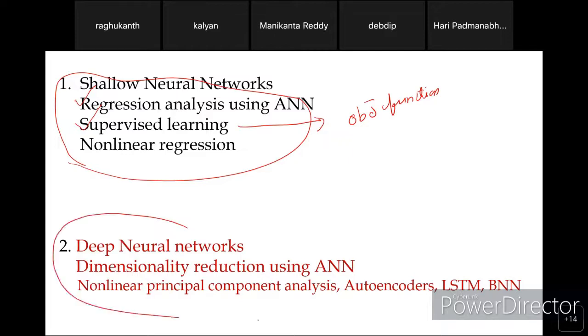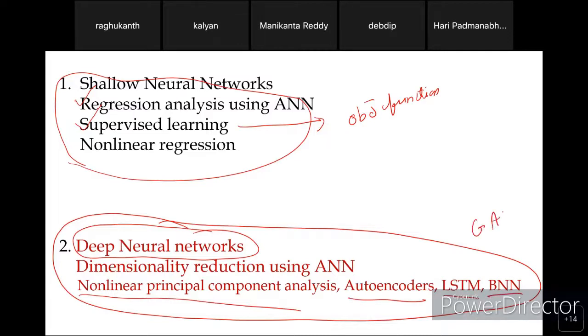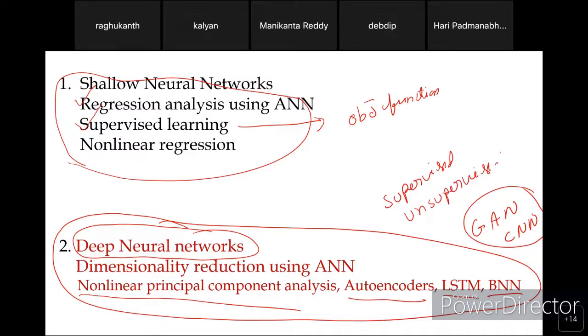So now let us see the second portion, which is much more advanced. Nowadays people are using this in research right now. That is what we call deep neural networks. We will be discussing NLPCA, then autoencoders, LSTM, Bayesian neural network, GAN, generative adversarial networks, and CNN. I will show you just a few of them. The main thing we are discussing is dimensionality reduction, how to do dimensional reduction using neural networks itself. We will be discussing both supervised and unsupervised learning. I will tell you which is supervised and which is unsupervised. For example, GAN is unsupervised learning. We'll be discussing all those things.